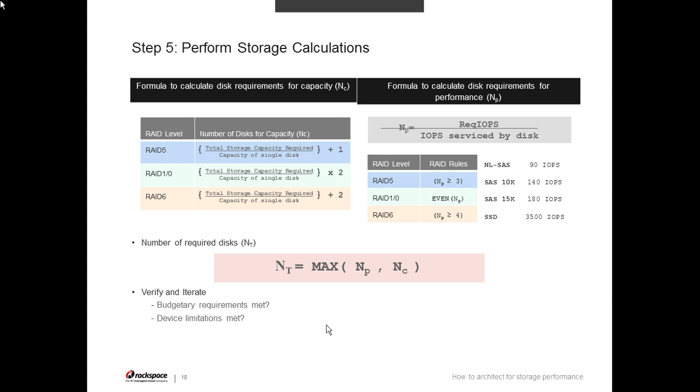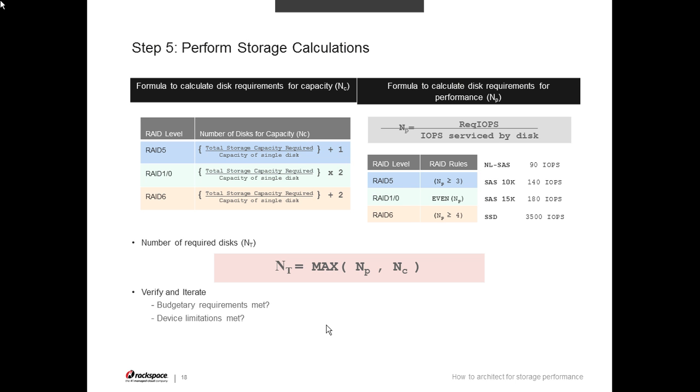The next step is to determine the number of disks we need to meet both the capacity and performance requirements. Looking at the table on the top left, we can determine the number of disks needed to meet our capacity requirements. Now, based on our disk choice, we simply divide the required capacity with the capacity of a single disk. This gives us the disk requirements without factoring in RAID. We then factor in RAID and add the additional parity disks to get NC, or the disks needed to meet capacity requirements. For example, if we've chosen RAID 5, we would need to naturally add an additional parity disk.